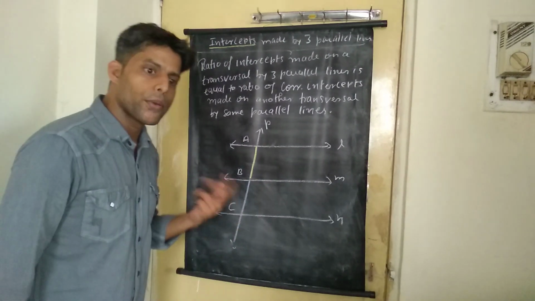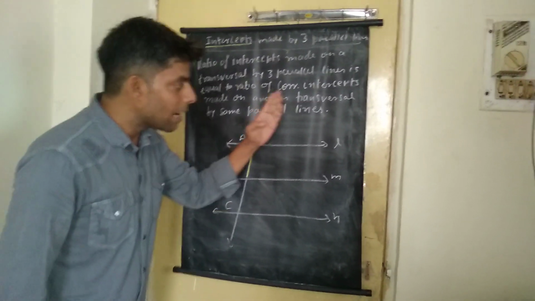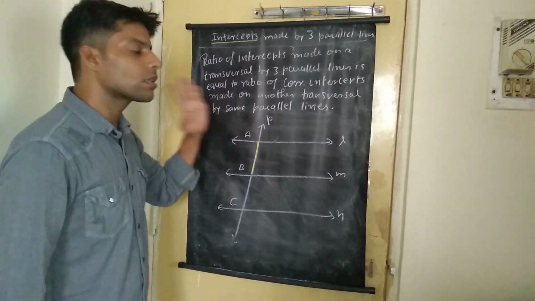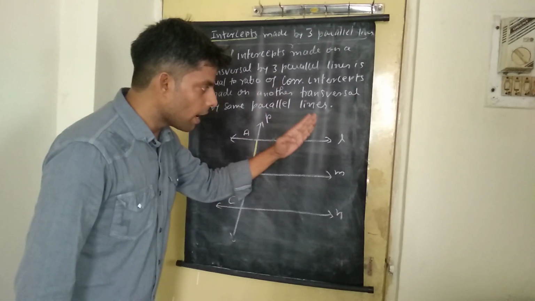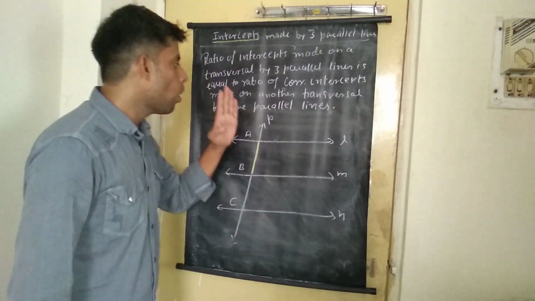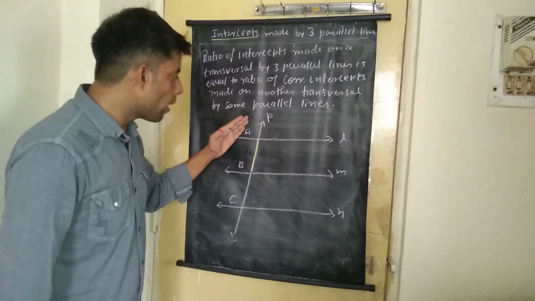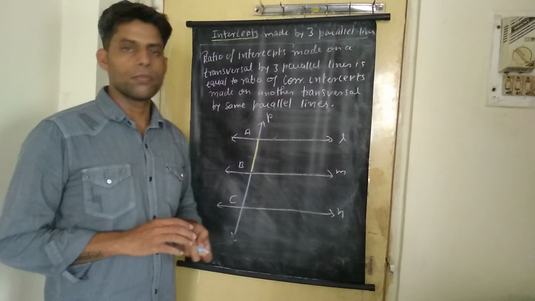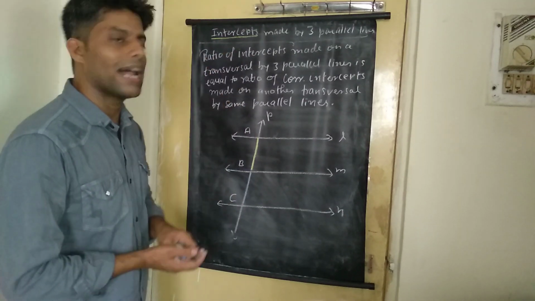Now if you're smart, you can answer me one more question. Name the intercept made by line L and N on transversal P. Repeating my question. Name the intercept made by line L and N on transversal P. Fabulous. It's what? AC. So hope now you have understood what is the meaning of what? Intercept. Now students, what we are talking about, ratio of intercept made on a transversal.